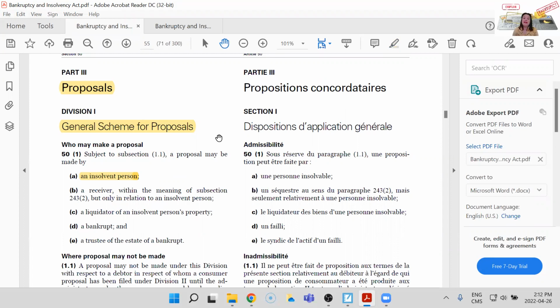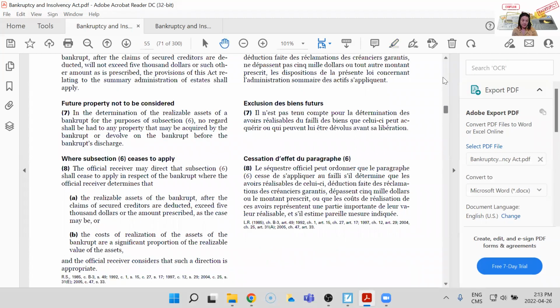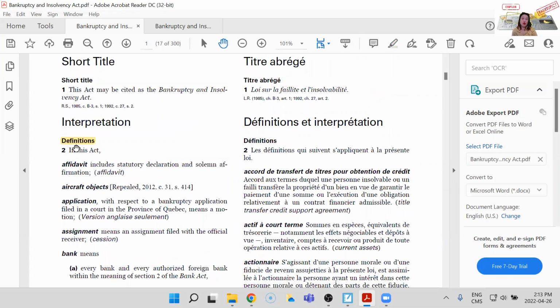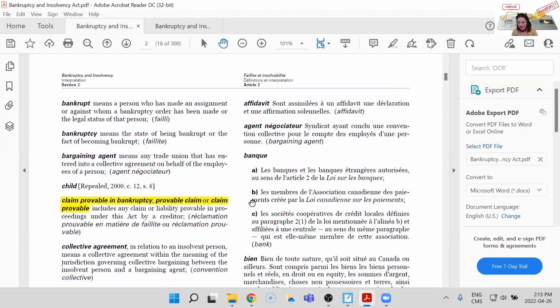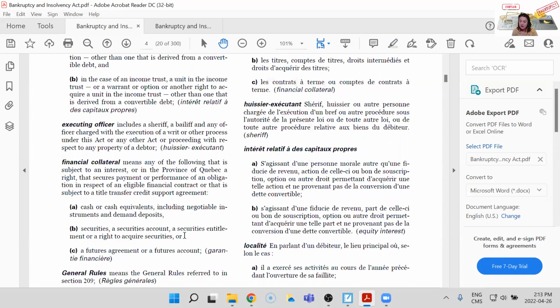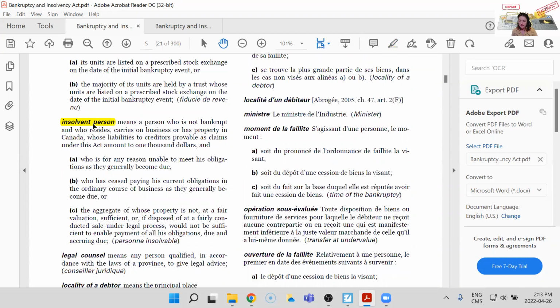In part 1, we talked about the list of definitions in section 2. So let's look at what is an insolvent person. I'm going to go to section 2 of the BIA and scroll down until I get to insolvent person. Right here. It says, insolvent person means a person who is not bankrupt and who resides, carries on business, or has property in Canada. So it is a person.